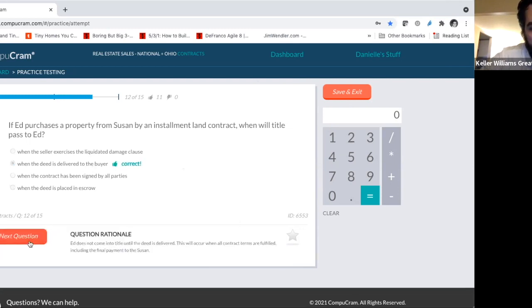Let's go that way. So Ed does not come into title until the deed is delivered, which is when all contract terms are fulfilled, right? With a purchase money mortgage, a normal transaction, I get a mortgage, I buy a house, title transfers that day. Title doesn't transfer with an installment land contract or seller financing until all the terms are met. Then the deed is delivered, with which title follows. So you typically see questions of which a seller would prefer, and it's a purchase money mortgage because you get title immediately instead of down the road.